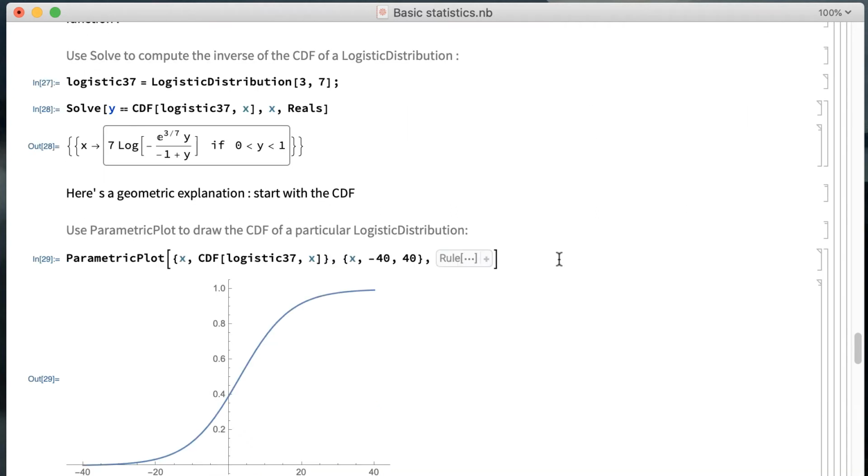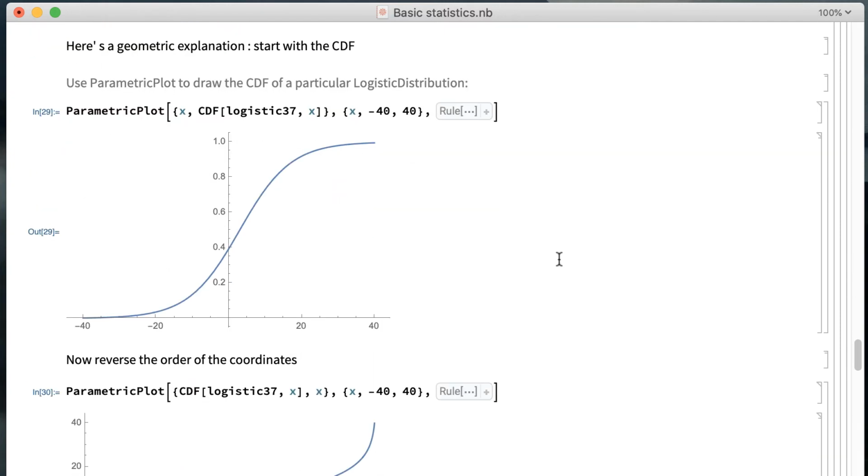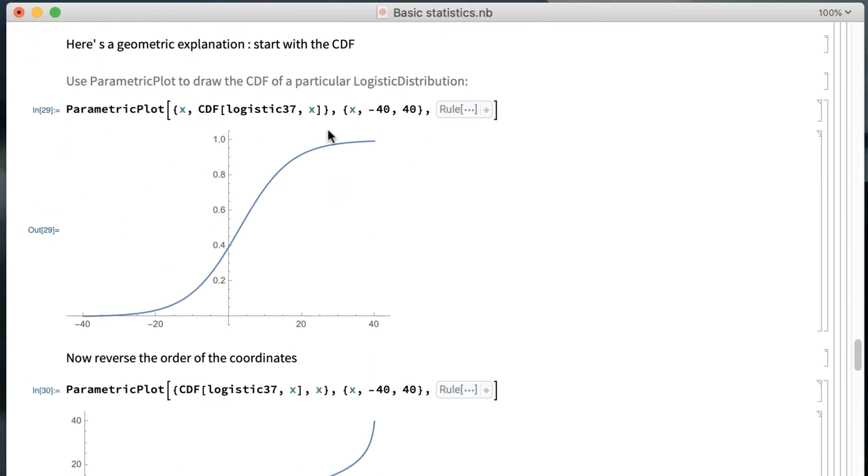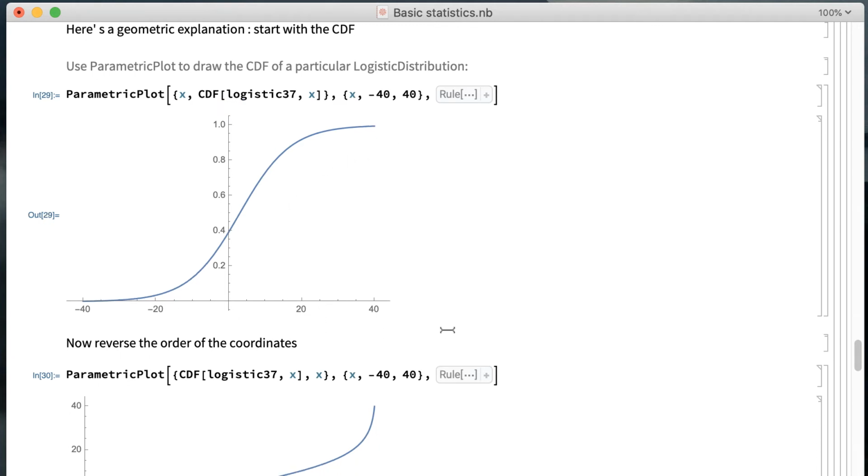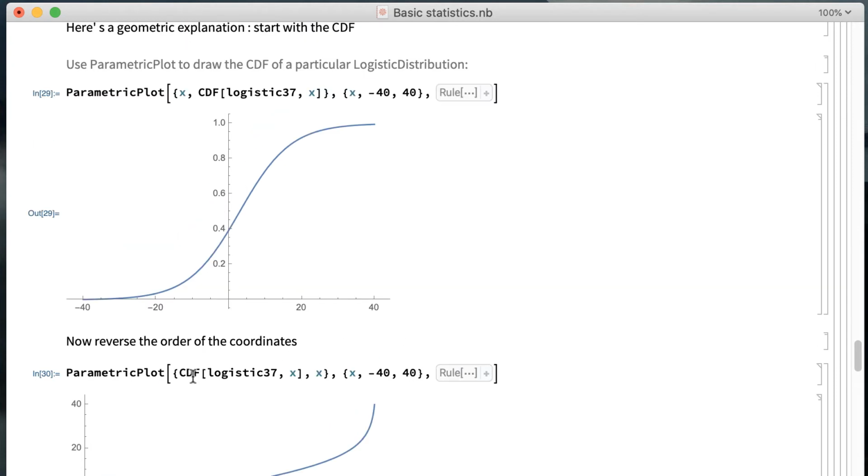If that seems a little bit abstract, maybe this will help. Let's make a parametric plot where we let x go from negative 40 to 40. We let our x coordinate be x itself, and we let y be the CDF coordinate. So if we do this, we just get the CDF of the logistic distribution. But what if we reverse the order of the coordinates? What if our x coordinate is the y value and our y coordinate is the x value? So we flip the order of the coordinates.